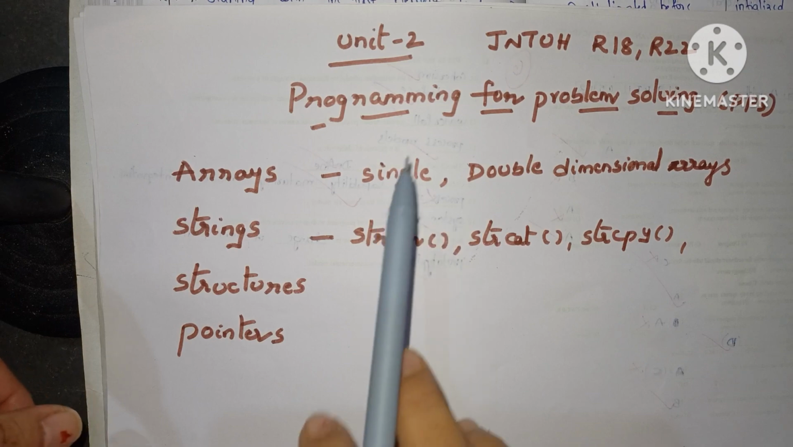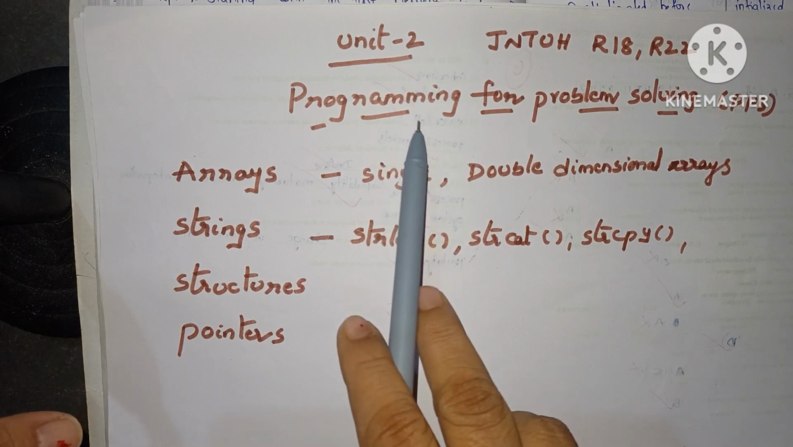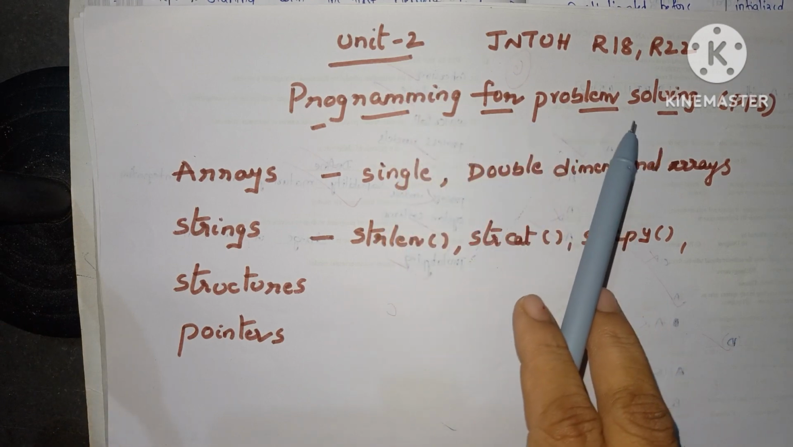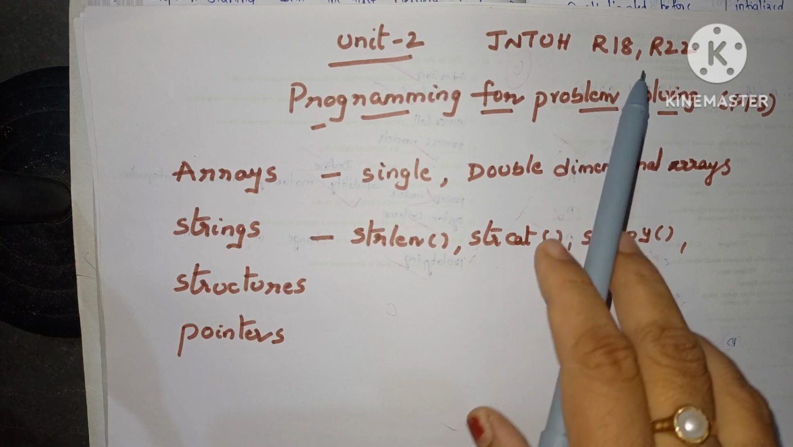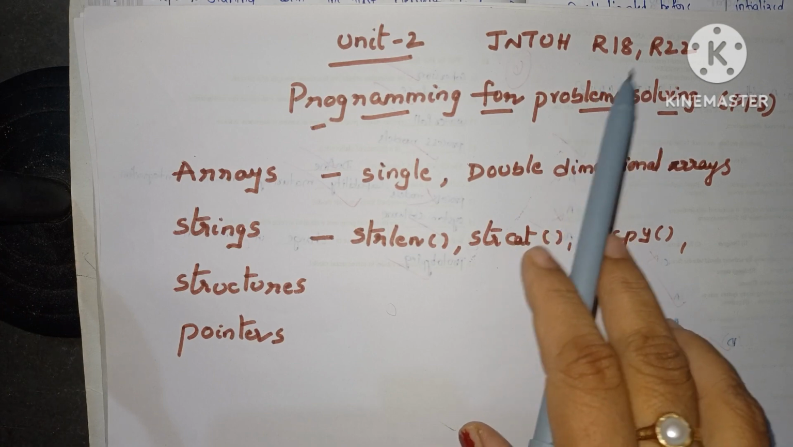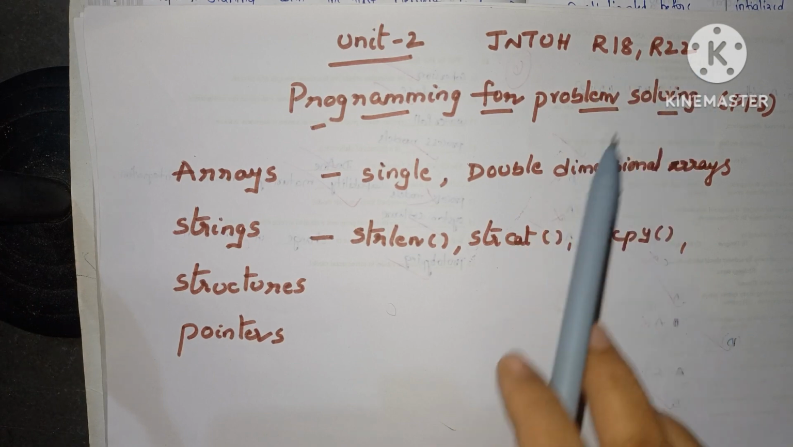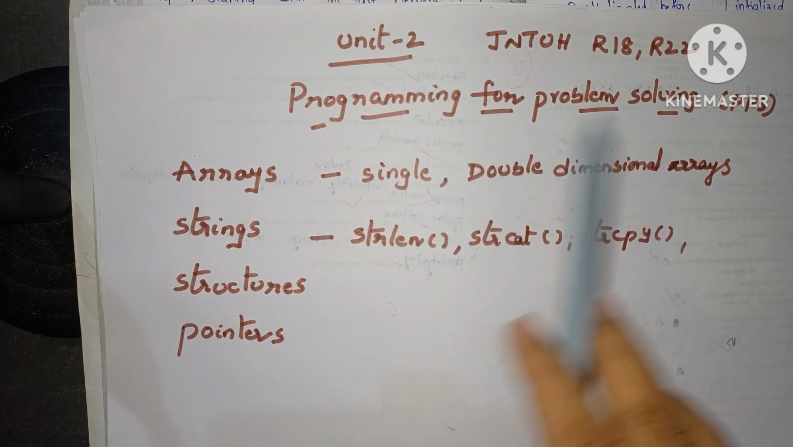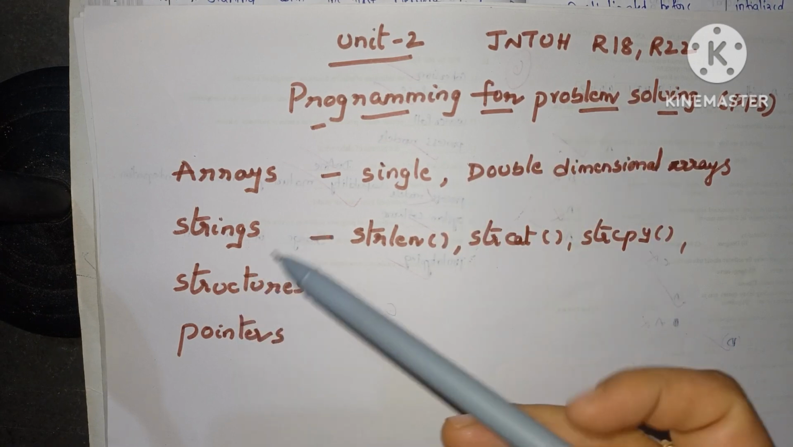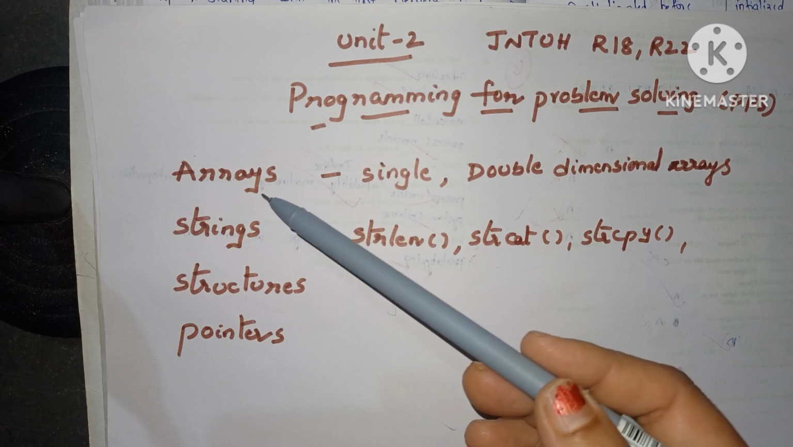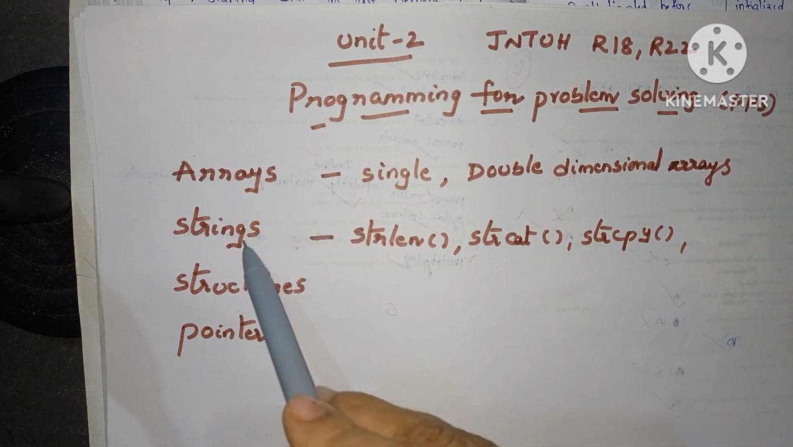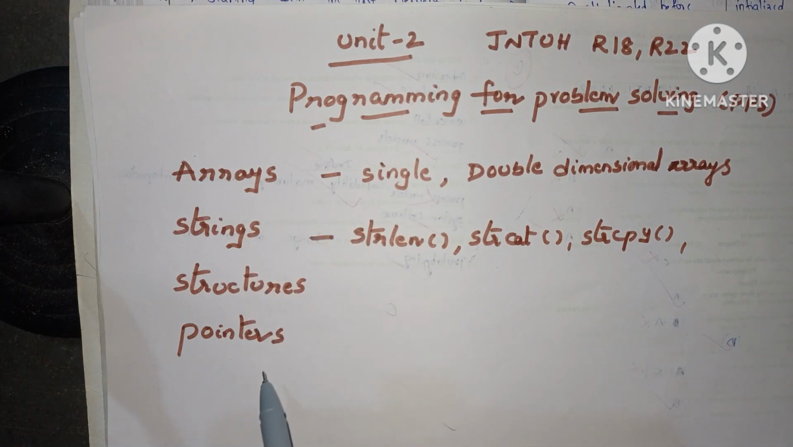In this video, I will explain Unit 2 Programming for Problem Solving topic-wise notes, that is for JNTU, R18 and also R22. According to R22, the PPS Unit 2 syllabus is divided into 4 important topics: arrays, strings, structures and pointers. All topics are very, very important.